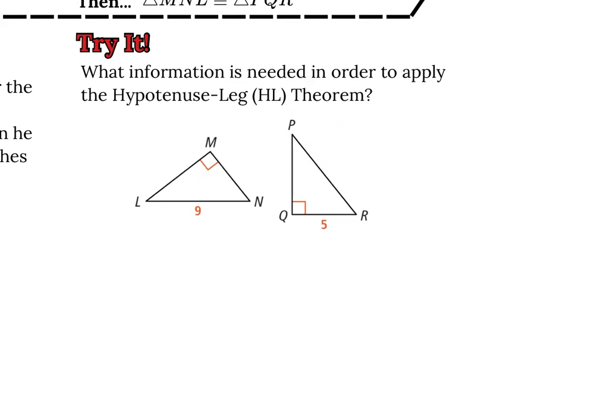Or try it. What information is needed in order to apply the hypotenuse leg theorem? So we have our right angle. We are given one hypotenuse angle. We are not given the other. So we would have to know that this is 9, and then this would have to be 5. So we would need to know that the measure of MN, so side MN, was 5, and PR is 9. And that would allow us to use hypotenuse leg theorem to prove the two triangles.